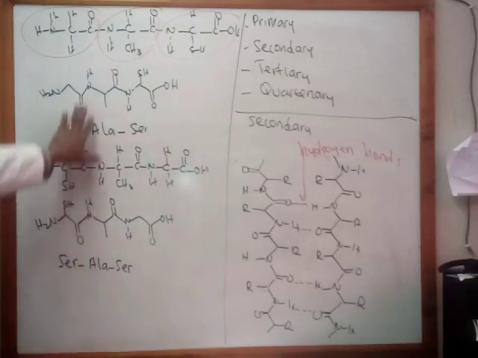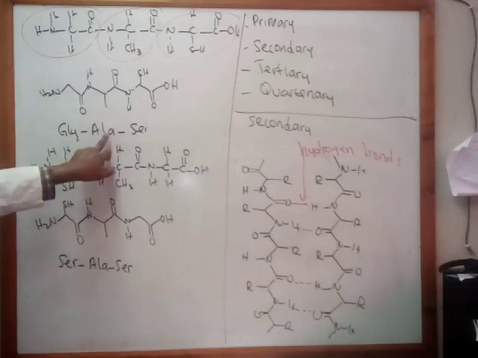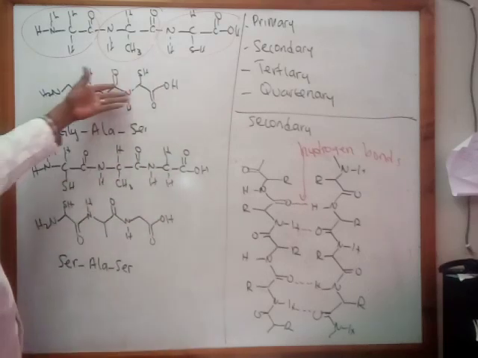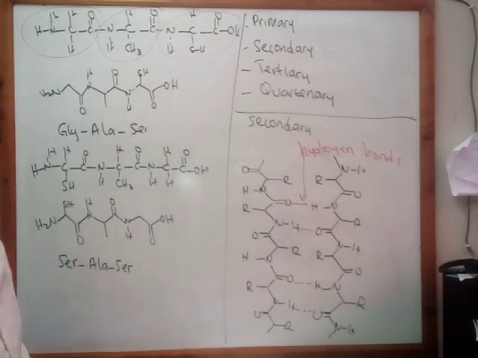Can you see here? And this is the illustration of the fact that the R group here is hydrogen, so that is glycine. The R group here is CH3, so that is alanine. The R group here is CH2OH, so that is serine here. So this is an illustration of glycine joined to alanine joined to serine here.